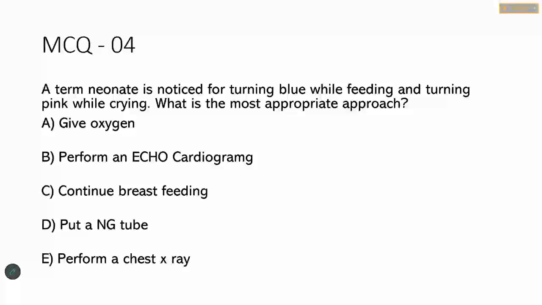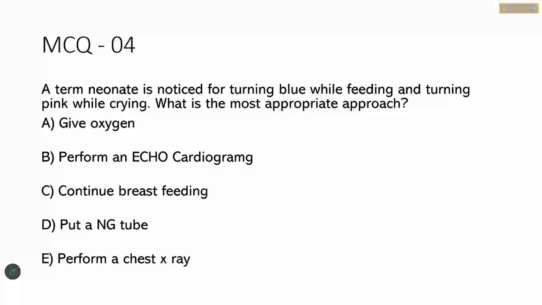When we put an NG tube and take the X-ray, the NG tube won't go in. Usually there's no need of a chest X-ray as well, just an NG tube. If you put the NG tube, it will be blocked. So putting an NG tube is the appropriate way.